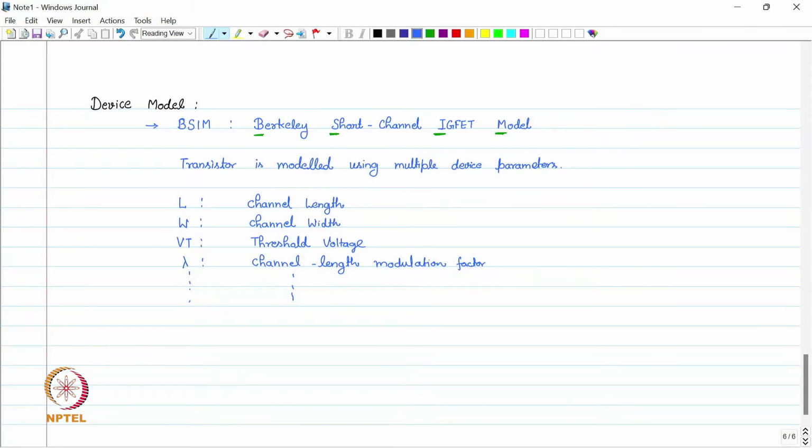There are so many parameters we have added in this BSIM model over time. Typically, just to model a single threshold voltage, we are using nowadays more than 25 parameters, because over time the complexity of the device has increased so much.